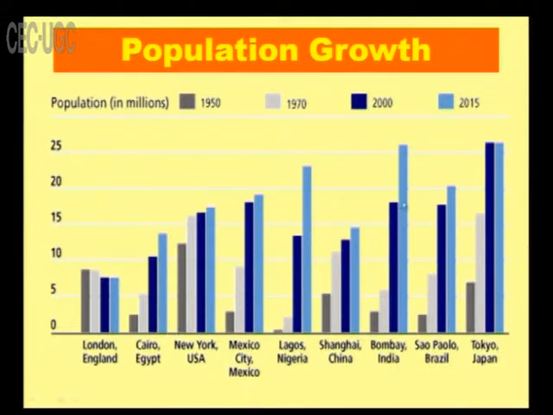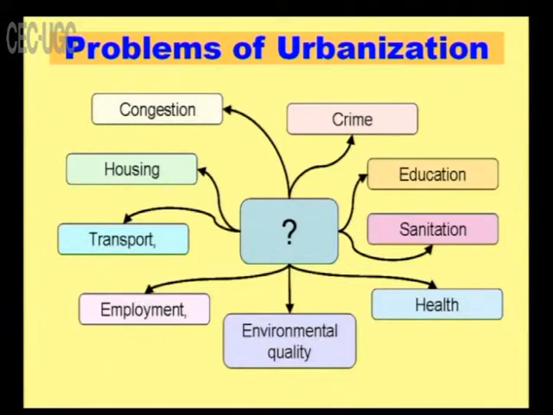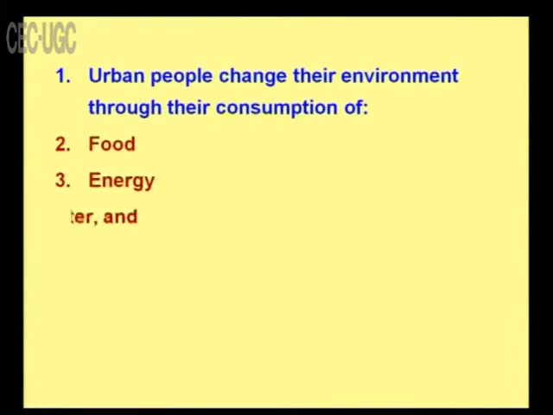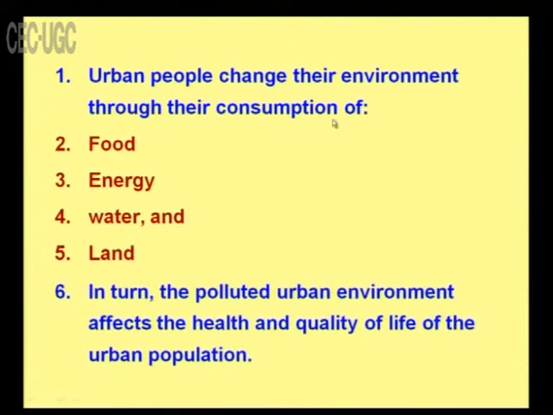And therefore, from the graph, it is very much understood that urbanization has started taking place. And these are all the problems of urbanization. When an urban area is evolving, there is congestion, housing problem, transport, employment, environmental quality, health, sanitation, education, and crime. All these are associated phenomena with urbanization. See, the urban people change their environment through their consumption. They consume more food, energy, water, and land. In turn, the polluted urban environment affects the health and quality of life of the urban people.